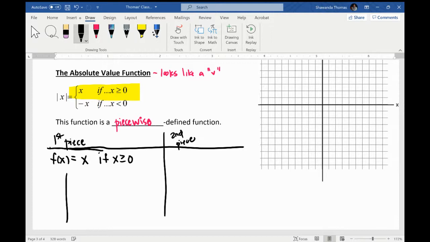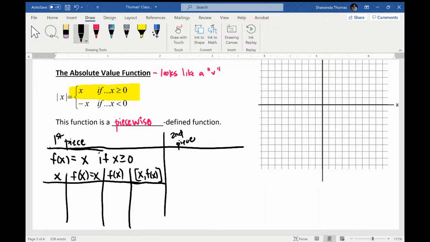All right. So we're going to do a little t table down here. X, f of x equals x. I'm going to be a little extra right now. I don't have to be. This is kind of simple. It's just x, but I'm going to do it anyway. When we graph this piece, it's going to look like a what? See if y'all know this. Just this piece. It's just x.